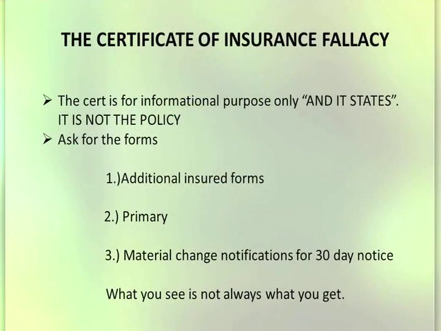When you ask for the certificate of insurance, ask for the additional insured forms. See what they're in fact providing you. See if it matches up with what your contractual requirements are. Ask for the primary endorsement, showing that the subcontractor's insurance is in fact primary to yours.